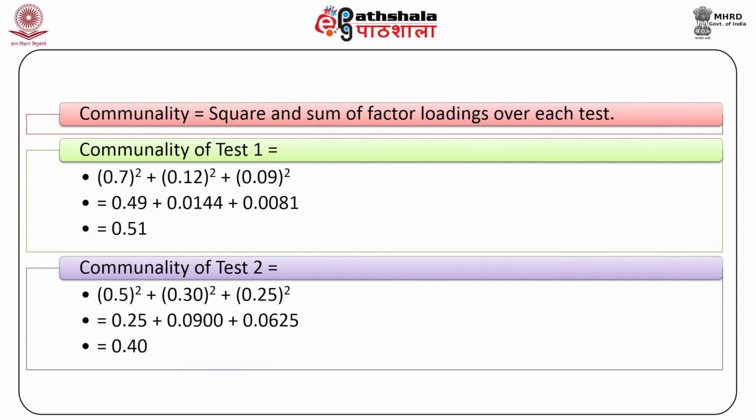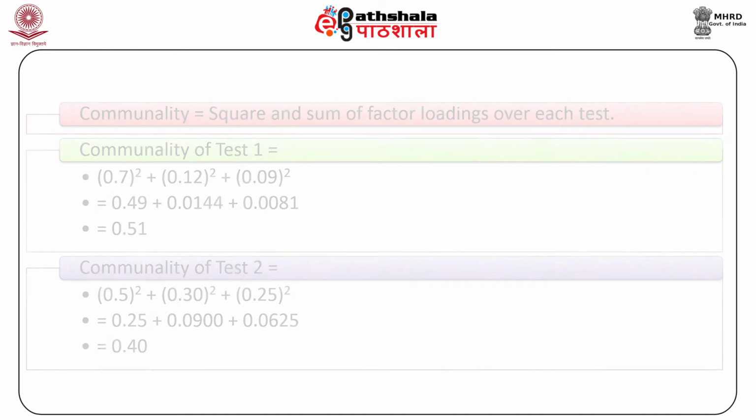Communality of test 2 is equal to 0.5 square plus 0.30 square plus 0.25 square, which is equal to 0.25 plus 0.0900 plus 0.0625, which is equal to 0.40.